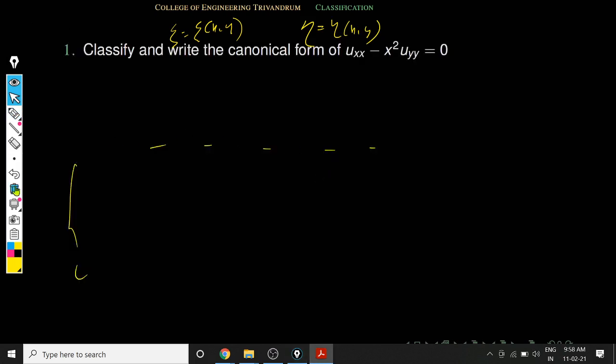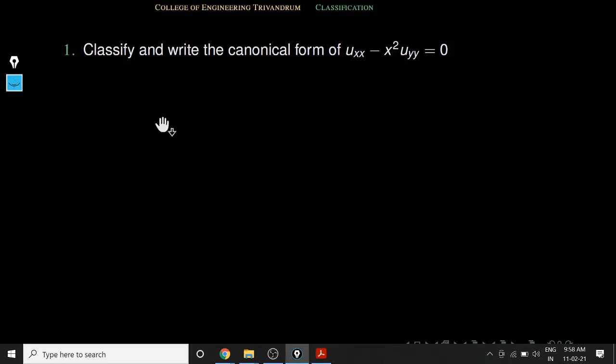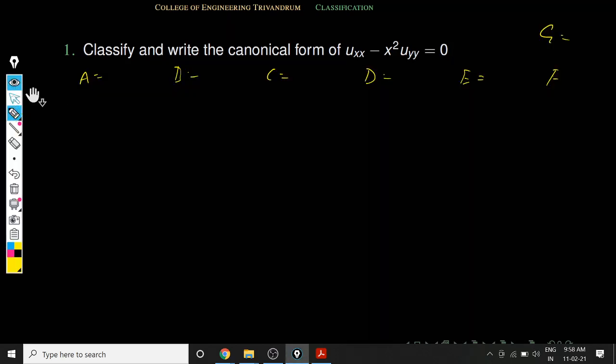So next we are going to discuss a problem. Classify and write the canonical form of uxx minus x square uyy equal to 0. Okay, so by comparing to the standard form, what are the coefficients A, B, C, D, E, F and G? I will show you the standard form.